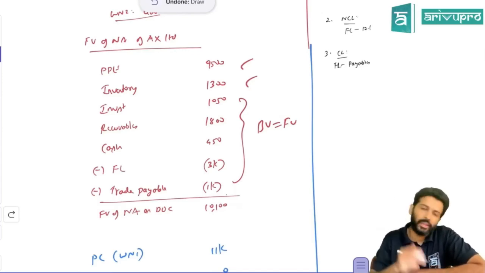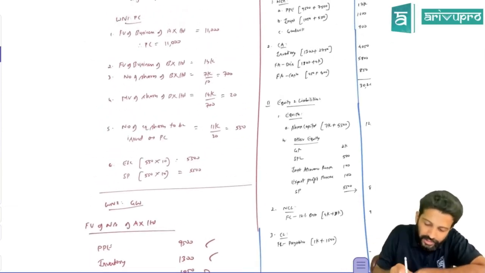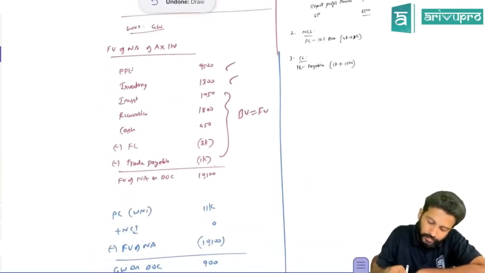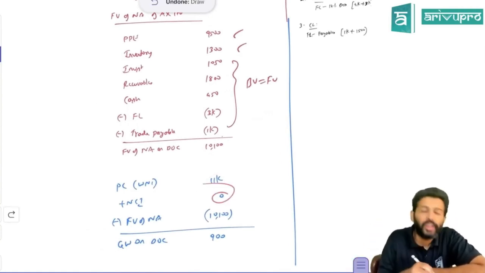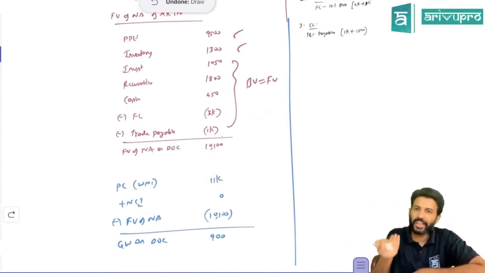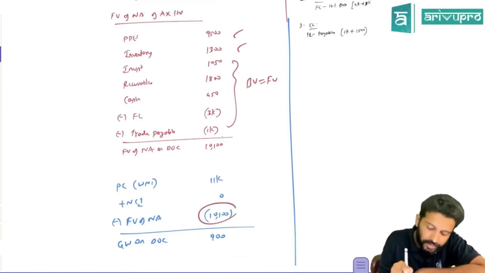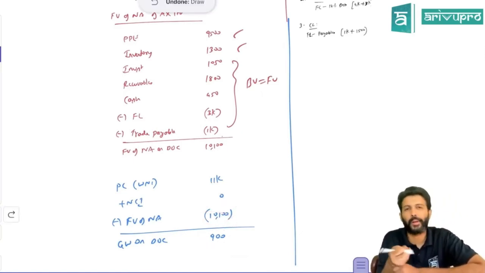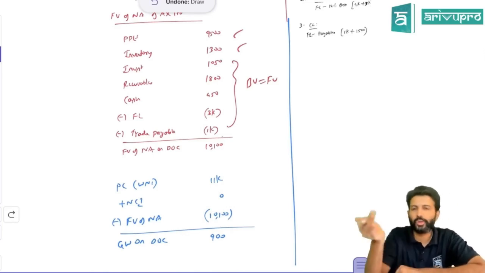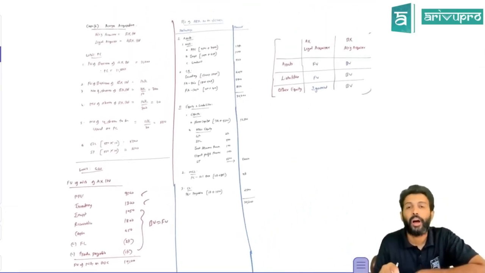Now, how do you get goodwill? First, you have to take the PC. How much is the PC, sir? We already got it over here, 11,000. There is no NCI over here. Okay, they've not given anything. So NCI is 0. So PC plus NCI minus fair value of net assets. Fair value of net assets, we just now got it to be 10,100. So that gives us what? 900, a positive number, which is nothing but your goodwill. This goodwill you have to show in your consolidated balance sheet.